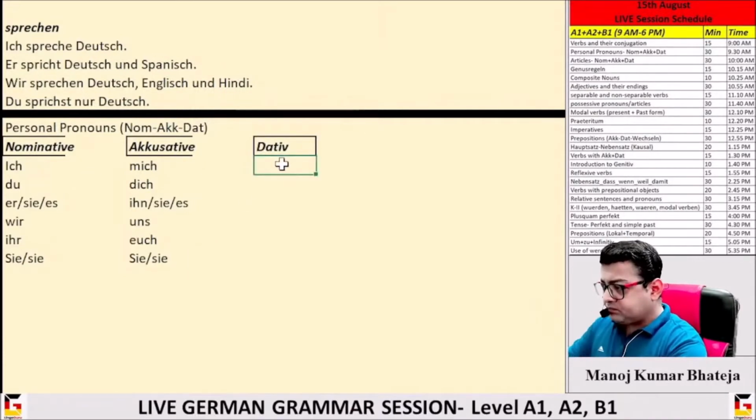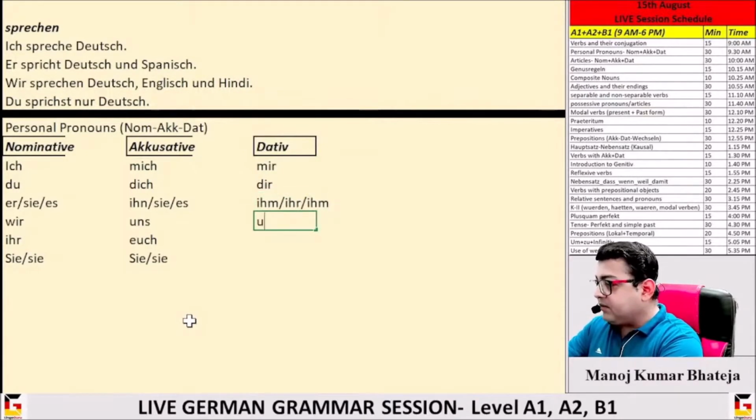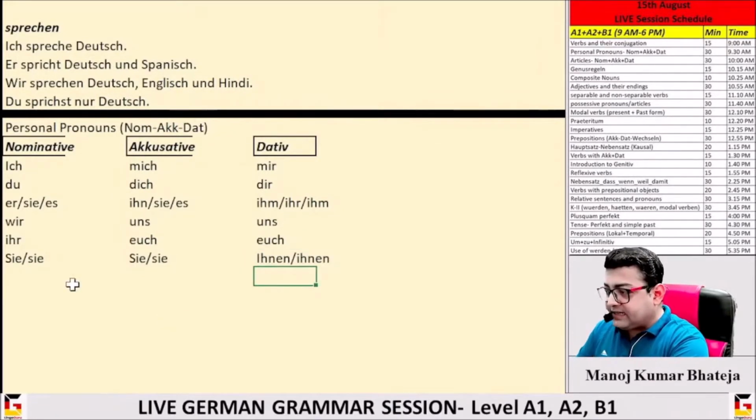It's very simple. Again, dative: mir, dir, ihm, ihr, ihm, uns remains uns, euch remains euch, and sie becomes ihnen, capital S, capital I, small s, small I.